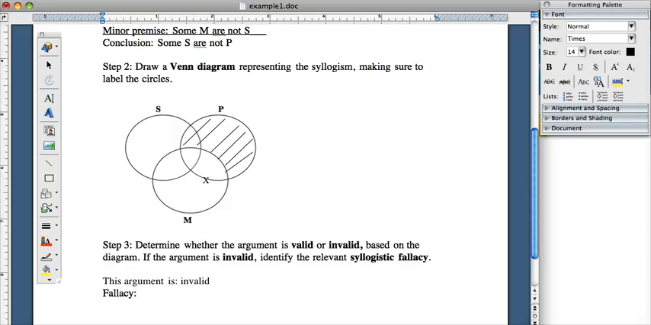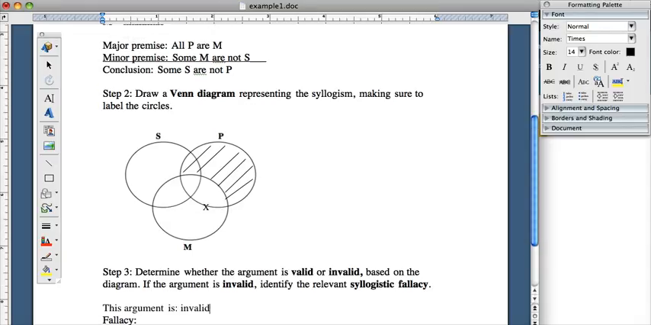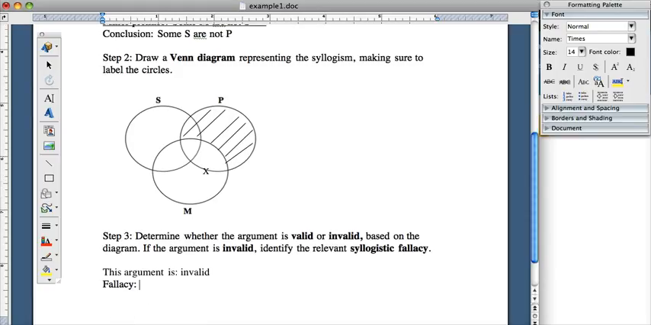Now we can double check that by also identifying a syllogistic fallacy that the argument commits, because any argument that's invalid commits at least one syllogistic fallacy, perhaps more. So we look at the argument and we see that in the conclusion the major term is distributed, but it's not distributed in the major premise. So it commits the fallacy of illicit major.